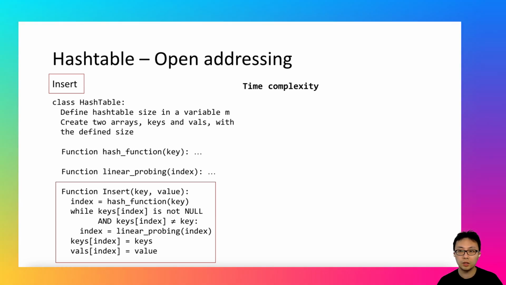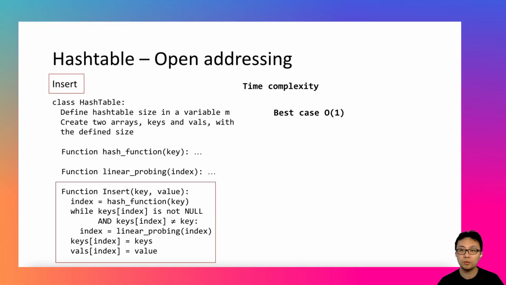The best case of the insert method is when the probing function doesn't need to run at all, which means that once the index is computed using the hash function, you would have an available spot to insert your data. In that case, it only takes a few steps to finish executing this method, which means that the time complexity will be constant time, expressed as big O of 1. What about the worst case?